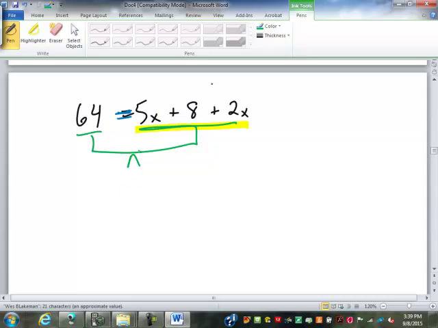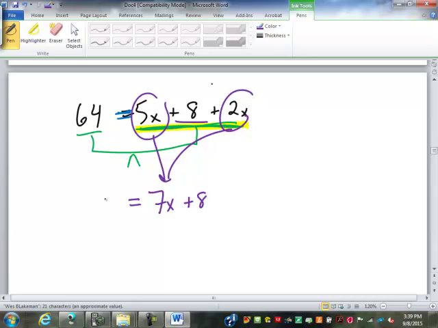Can I combine the 5x and the 2x? Yes, we can, because they're on the same side of the scale. So I can just push them together into one big pile. 5x and 2x make 7x. And we still have the plus 8. So 64 equals 7x plus 8.